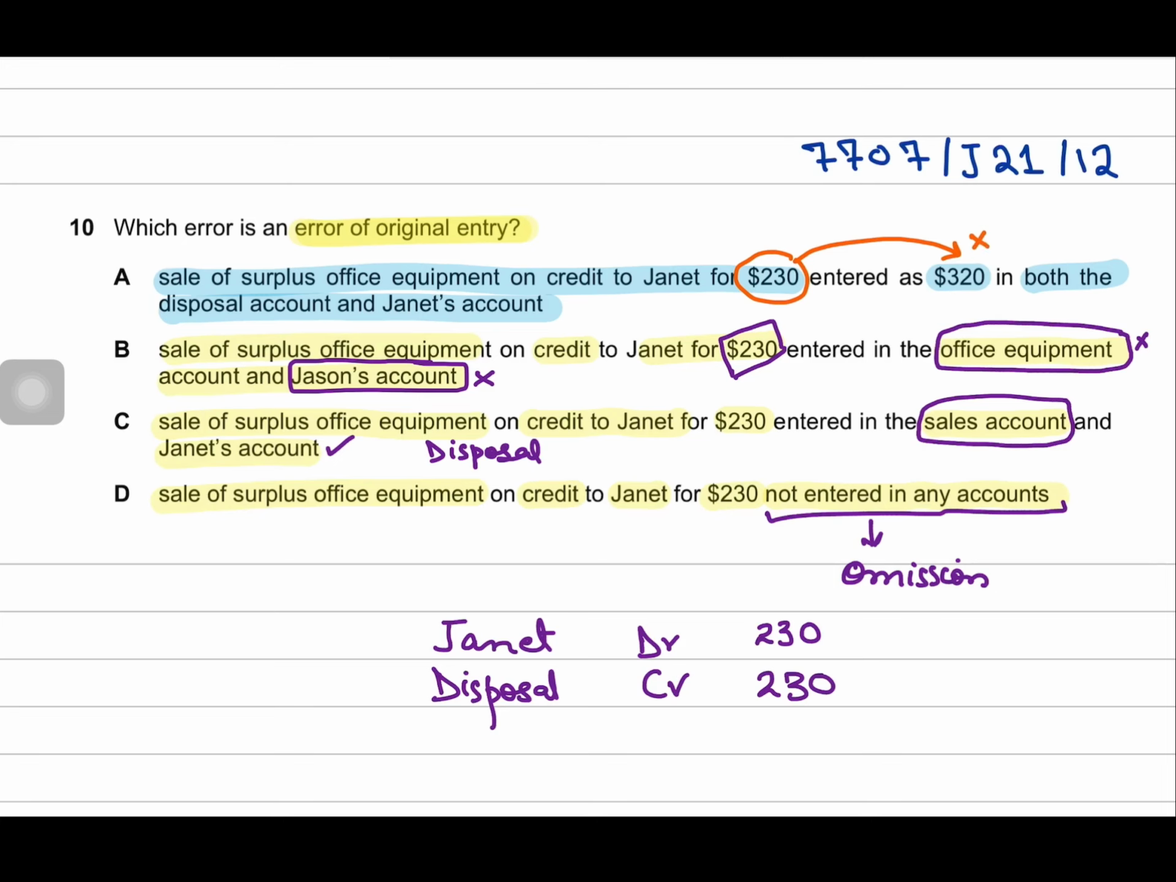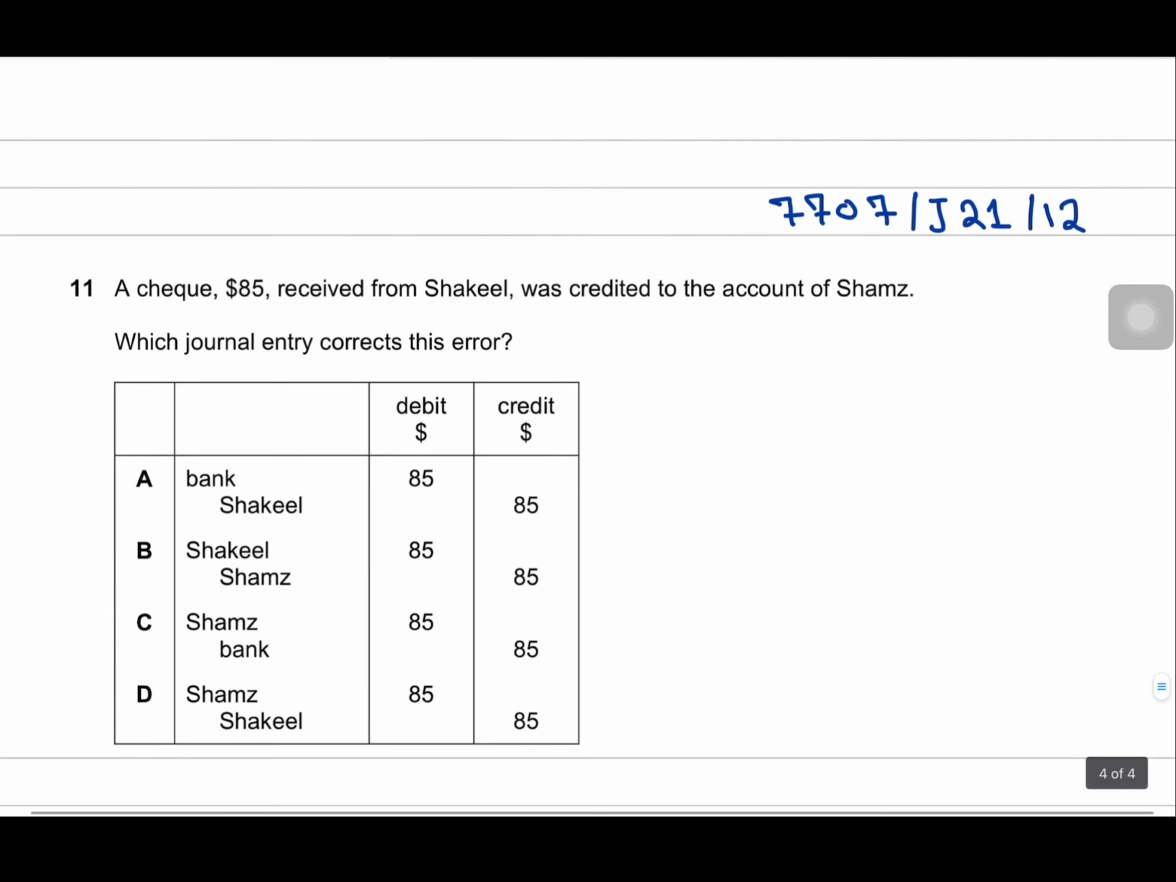However, the disposal account and Janet's account, the accounts are correct, right? So on the correct sides of the account, in the correct accounts, a transaction is recorded but with the wrong amount. So that is why option A is correct, because this is an error of original entry when the amounts are wrong. Again, there is a transposition error. Now, this was an interesting question. Let's move to our last example.